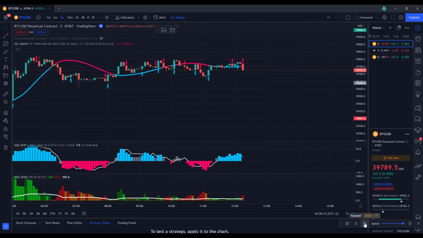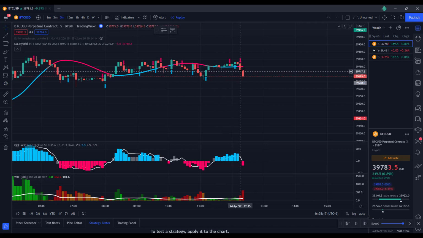So what we're seeing right now is that the price is below the SSL line. This is one requirement. On the next candle, however, we can see that the QQE mod also turns red and bearish volume is also there. So all 3 requirements got hit. So this means we can take a short position.